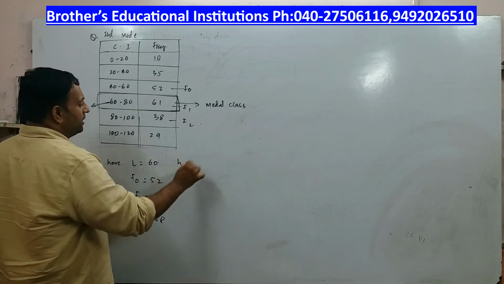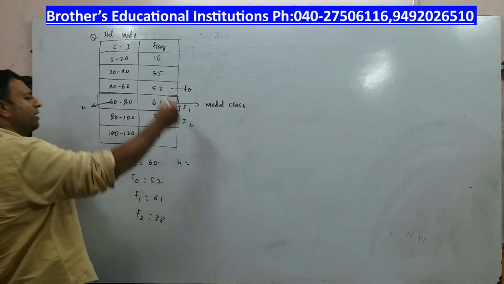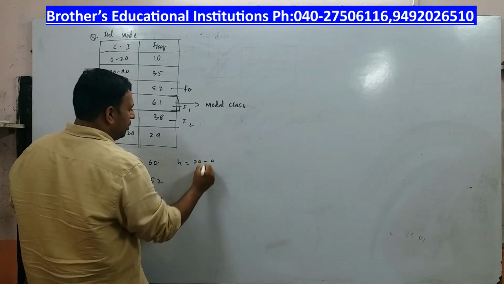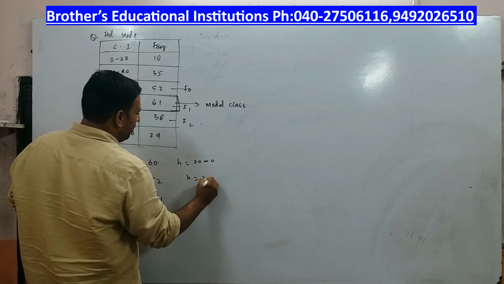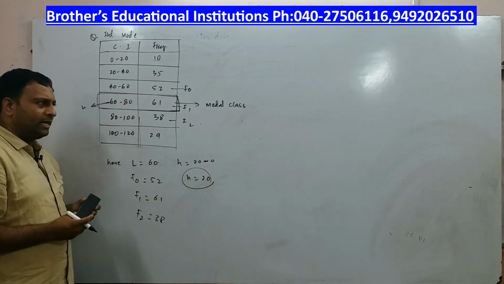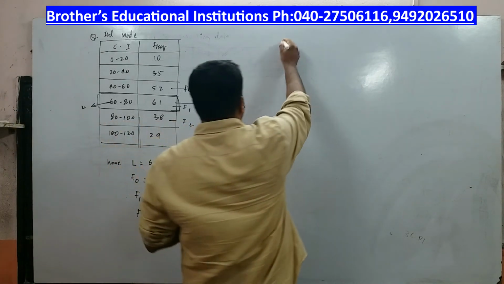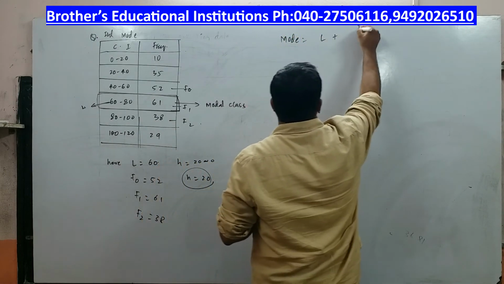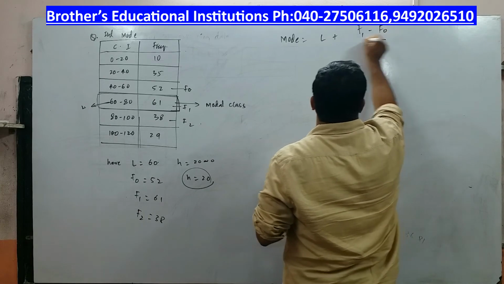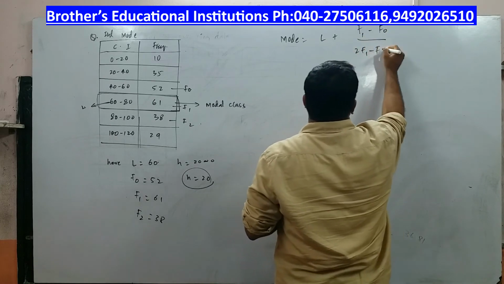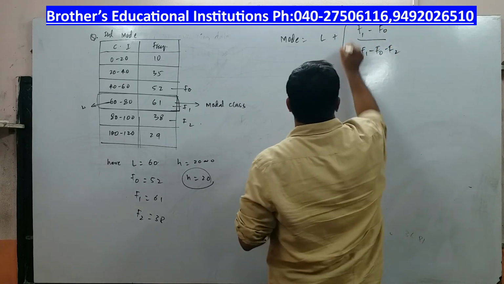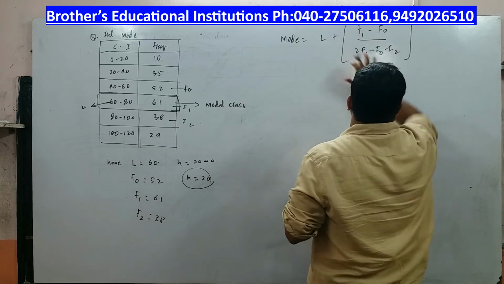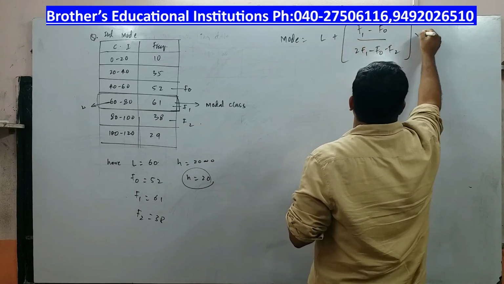Now I have to calculate H. H is nothing but the difference between two consecutive lower limits or upper limits. 20 minus 0, 20 difference 0. So what is H equal to? 20. Now once the data is clear, I have to write the formula for the mode. What is the formula of mode? Mode is equal to L plus F1 minus F0 by 2F1 minus F0 minus F2 into, make sure that you write this in brackets, into H.